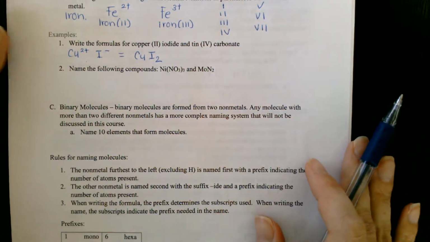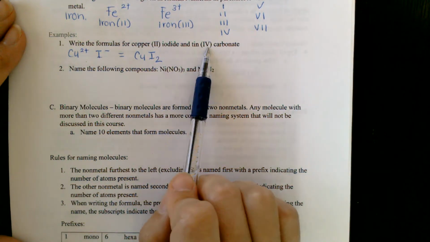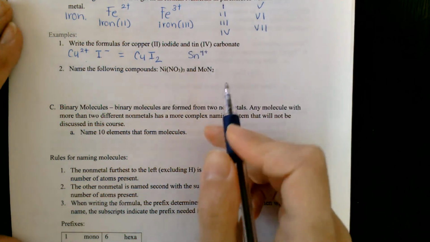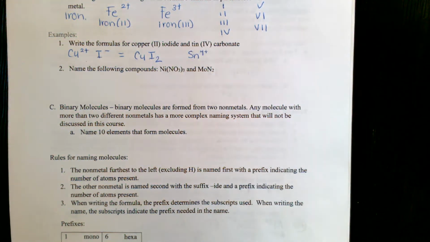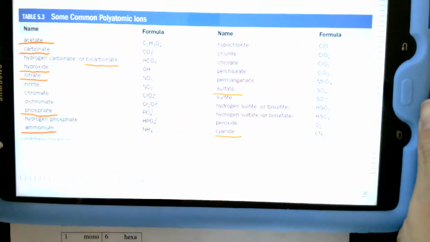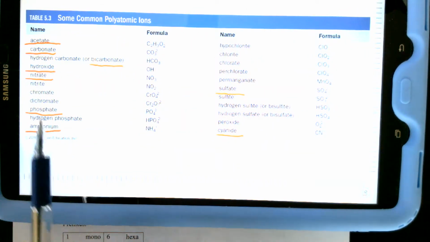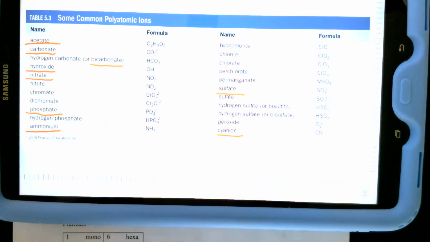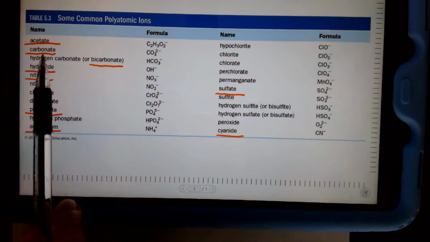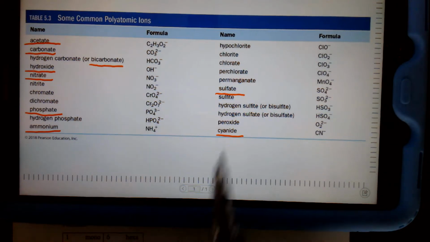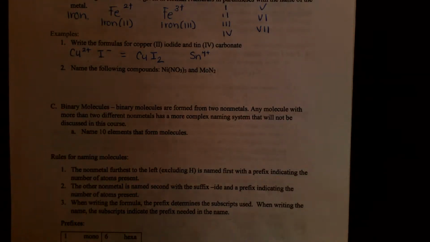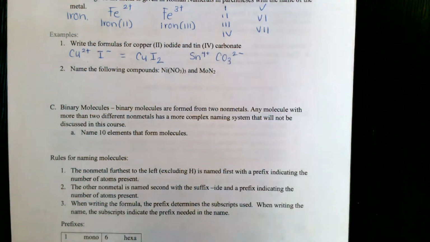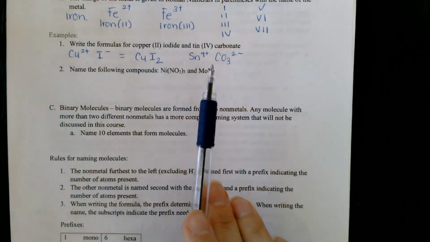Okay, next we have tin(IV) carbonate. Tin is Sn, so Sn4+. Carbonate, if we grab our list of polyatomic ions, is here. That is CO3 2-. Let's zoom in on that. So carbonate is our CO3 2-.